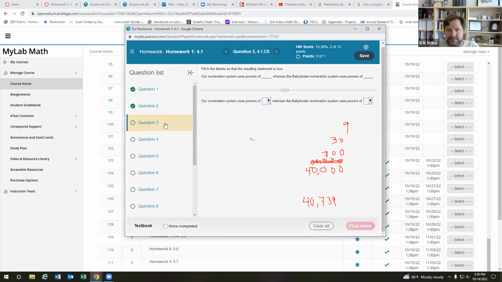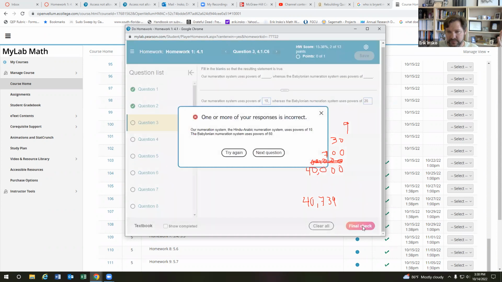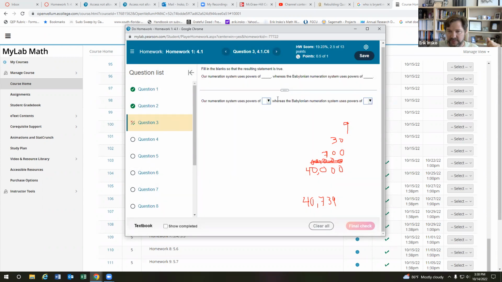I'll do a few more problems, but I'm not going to do too many. It says our numeration system uses powers of blank. We use powers of 10, whereas the Babylonian numeration system uses powers of, and I don't even remember, 60 or 20. It says nope, try again. It says the Babylonian system uses powers of 60. Okay, try again.